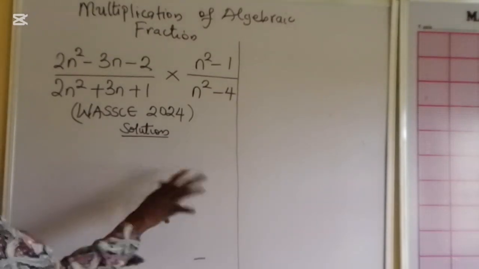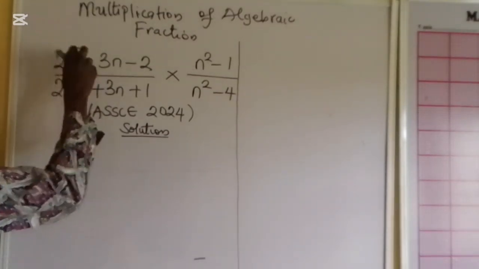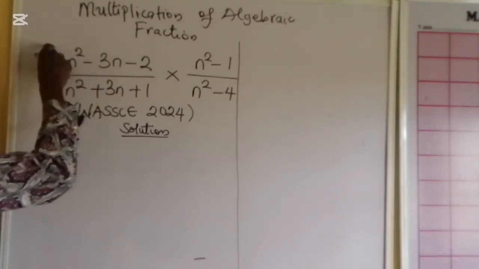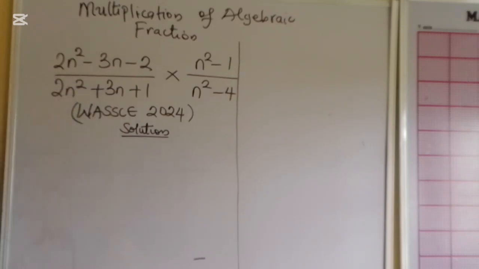Okay, I want to maximize the board. What we do, we're going to factorize the numerator and the denominator. So let's factorize it now.